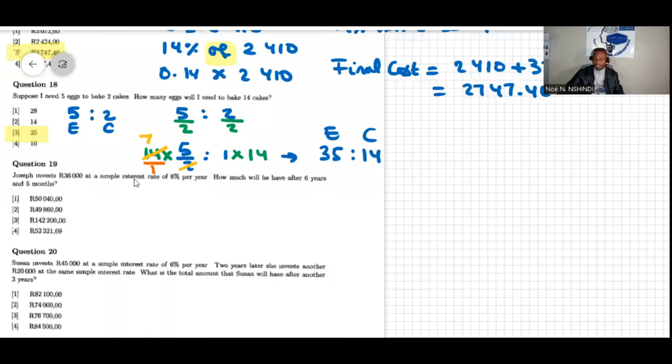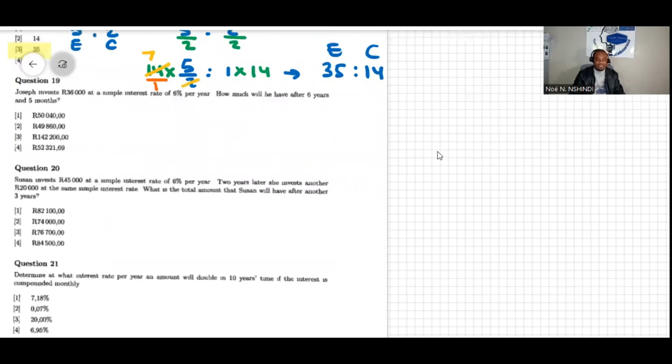Okay, question 19 here. It is said that Joseph invested 36,000 at a simple interest rate of 6% per year. How much will he have after 6 years? Okay, we know that simple interest is given by PRT, the principal times the rate times time. Now we're looking for the time, in other words, to make t the subject of the formula.